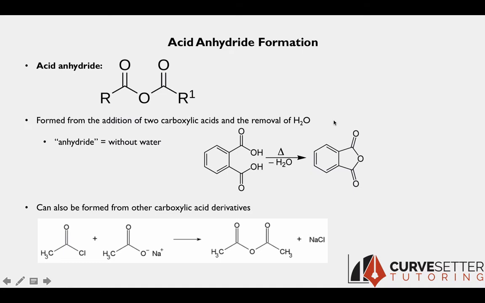So although generally acid anhydrides are formed by reacting 2 carboxylic acids together, you can also form acid anhydrides by reacting other carboxylic acid derivatives. So here you see a carboxylic acid derivative where we have chlorine instead of a hydroxyl group. And then here we have a carboxylic acid salt. So reacting those together, we get an acid anhydride, and we get the salt, sodium chloride.